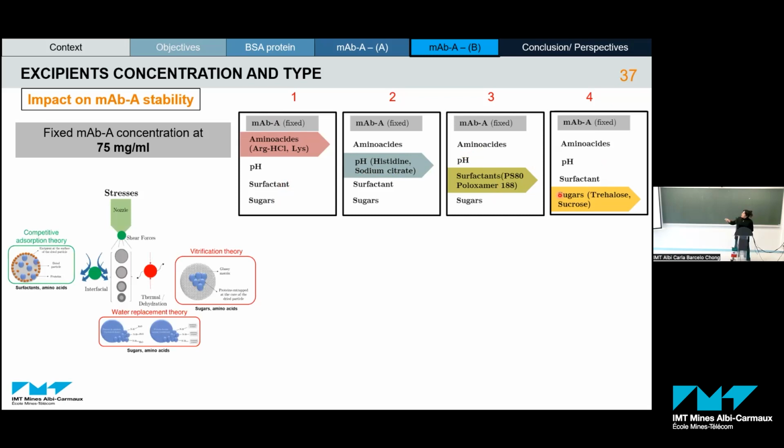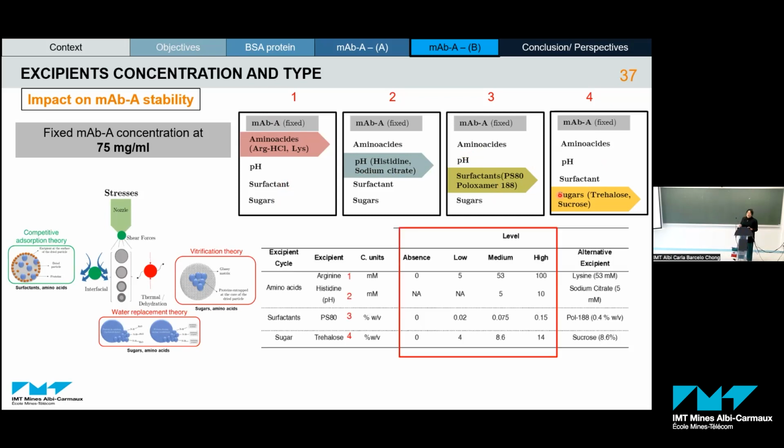As a reminder, all these different excipients have different protection mechanisms for our protein during the spray drying process. For the different cycles, we have 4 different levels of concentration of excipient, going from absence to high. In the absence level, there's no presence of the excipient. The only exception is for the histidine, which is necessary to maintain the pH of our formulation, which will assure that our protein is still viable before the spray drying process.